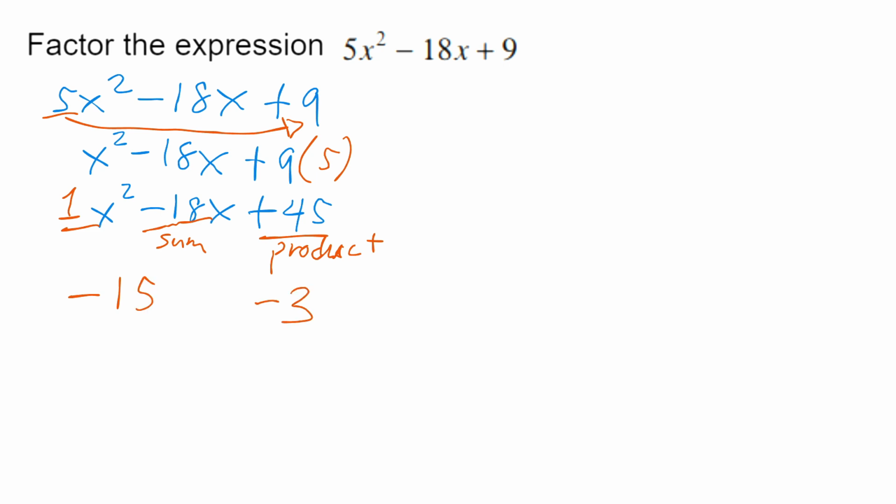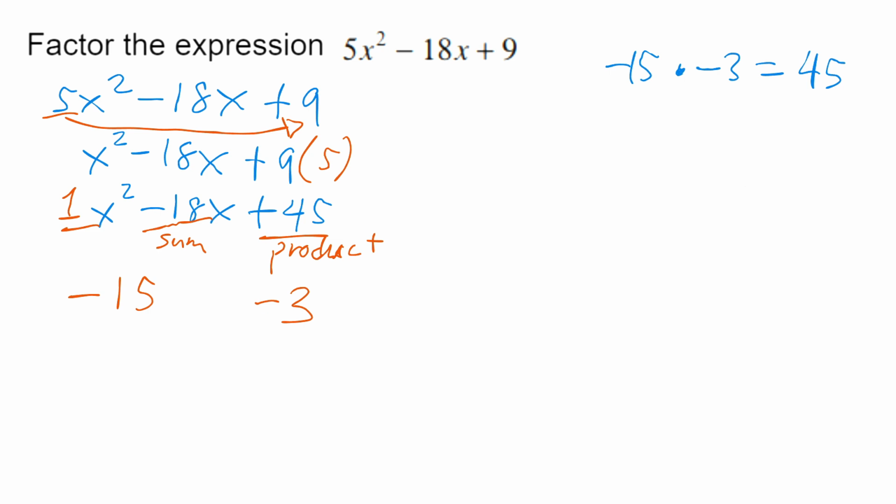Why? Let's check. Negative 15 times negative 3. Negative times negative, so there are two negative signs, it's going to be positive, right? And 15 times 3 is 45. So it's going to be positive 45. So it's correct. The product is positive 45 here.